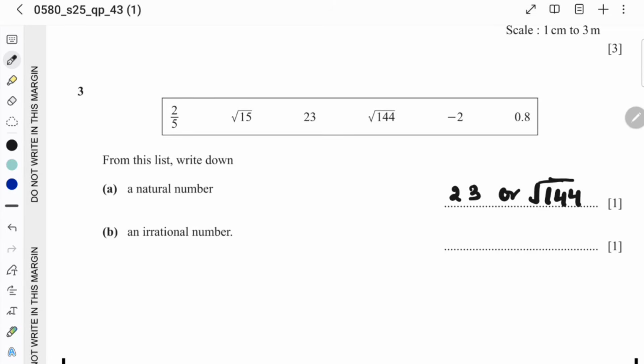Now part B, write an irrational number, the number which cannot come out as a whole number from the surd or from the square root, that is an irrational number.